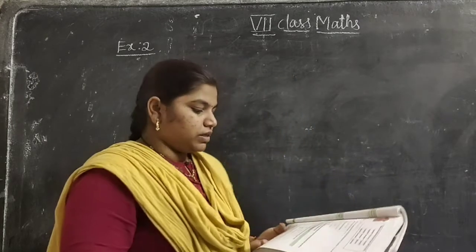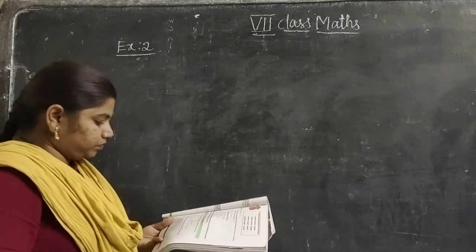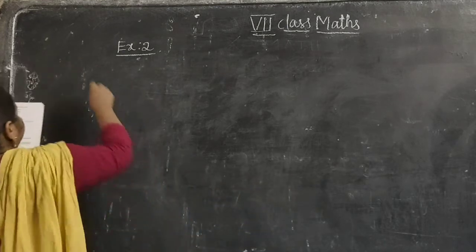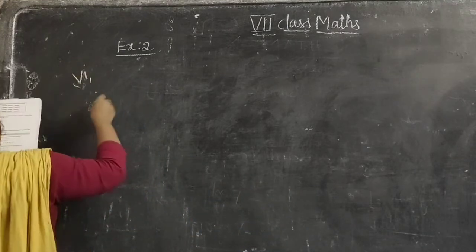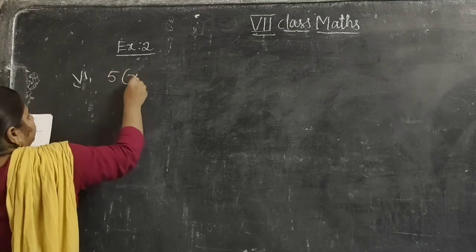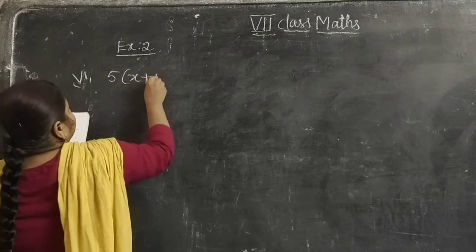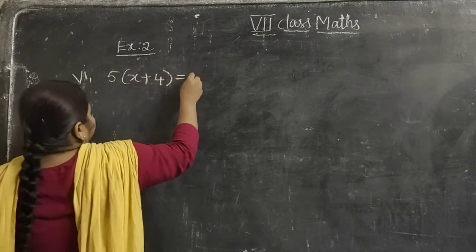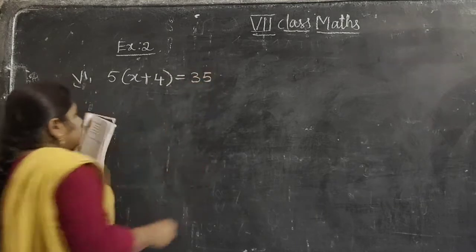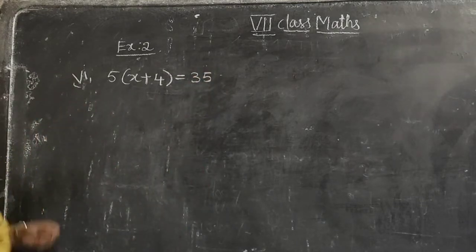We will continue our exercise 2, that is the 6th problem: 5 into x plus 4 is equal to 35. So what do we have to find? We have to find the x value here.